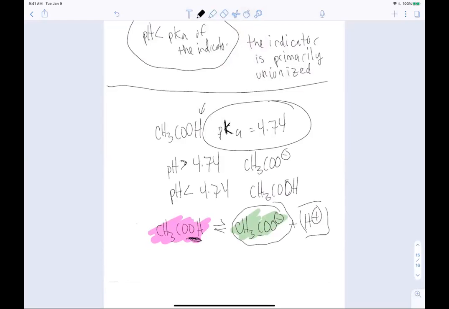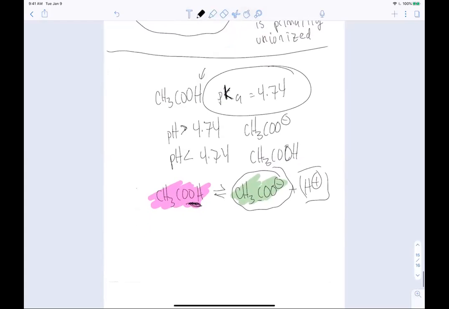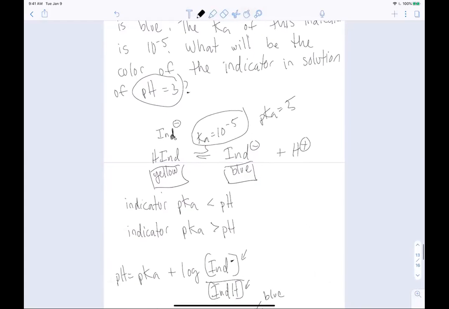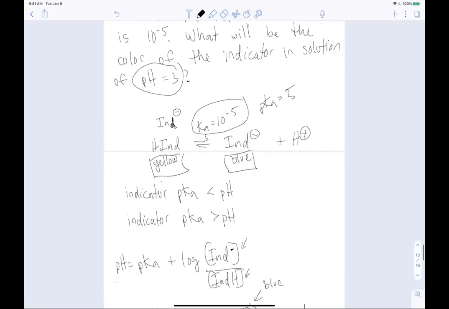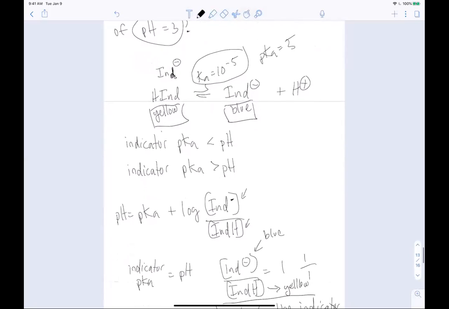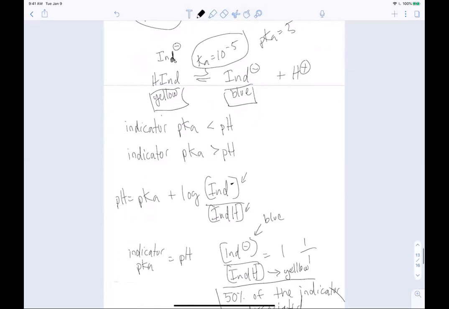And it's true of indicators, but it's just true of everything. In the above problem, the pH was 3, but the Ka was 10 to the negative fifth, which is smaller than 3. So be careful: we're comparing the pH to the pKa, not to the Ka. Oh, so the pKa is 5. So there, the pH is less than the pKa, so you expect it to be not dissociated, so it's going to favor the reactant side.